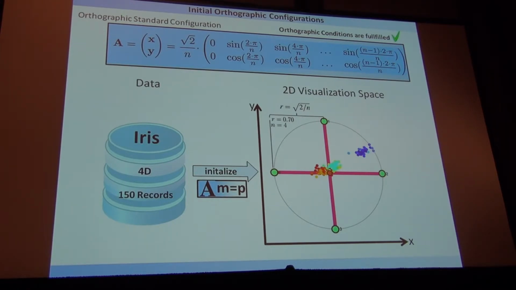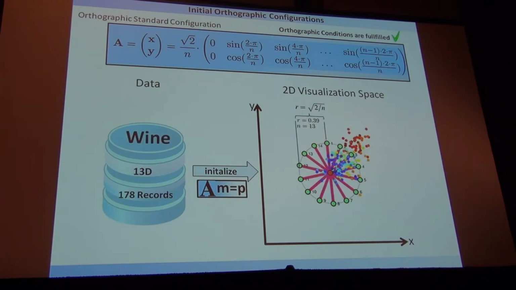And here the items are individually colorized, also the data items, and class information is not considered. Furthermore, for the wine data set with 13 dimensions, the orthographic standard configuration looks like this. And here we can see that the radius of the standard configuration shrinks with the number of data set dimensions and is actually 0 in the limit. Furthermore, such an orthographic standard configuration depends only on the number of data set dimensions and not on the semantics in the data.